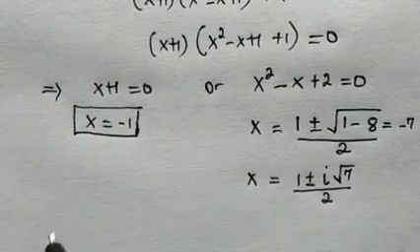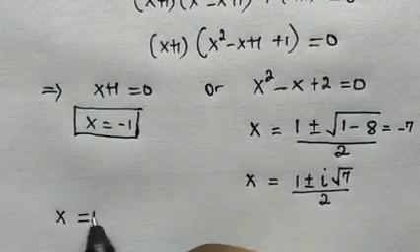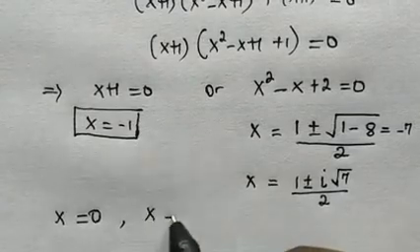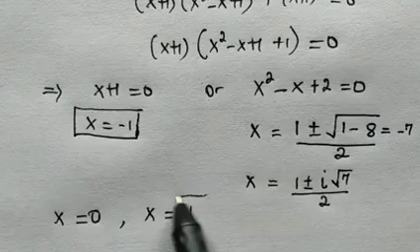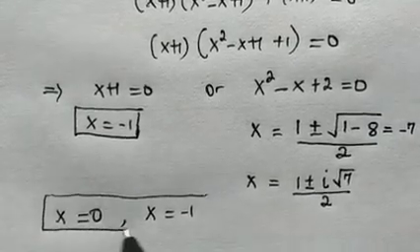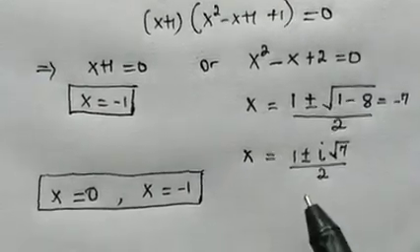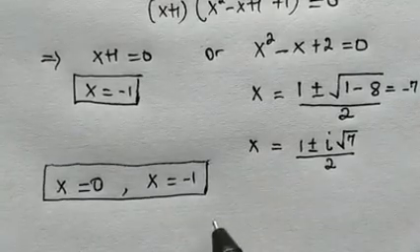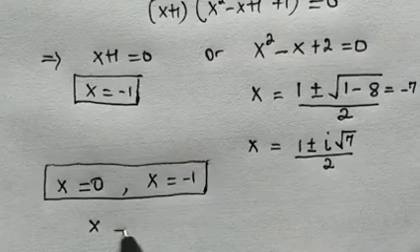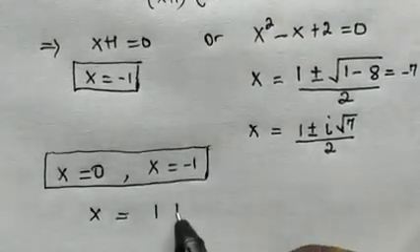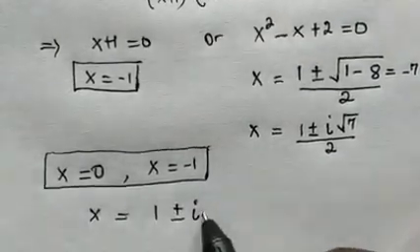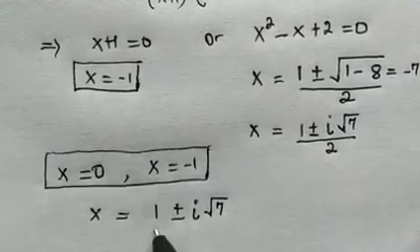So here we come up with the solution. We have only two real solutions, x is equal to 0 and x is equal to -1. So these are the only two real solutions. Then, for complex solutions, we have x is equal to 1 plus or minus i root of 7 divided by 2.